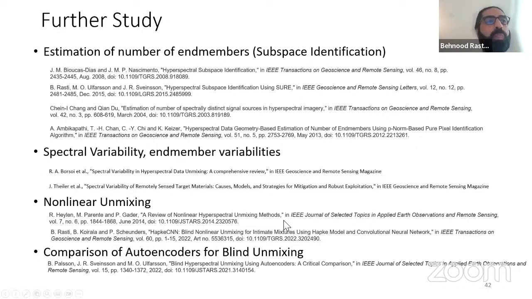on my GitHub page. And for comparison of autoencoders for blind unmixing, I suggest reading this paper: Blind hyperspectral unmixing with autoencoders, a critical comparison. There you can get a sense of the comparison between different types of autoencoders, different types of parameter selection, and different criteria for designing your architectures and how they affect the final result. So these are some references on this topic.